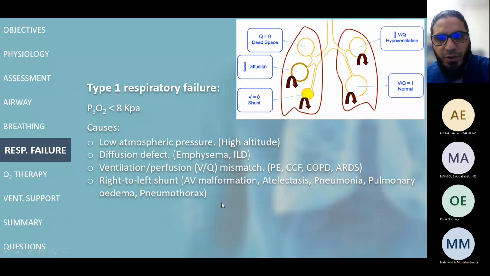Right to left shunt is when the deoxygenated blood bypasses the lung and doesn't get in contact with the alveoli at all. Like if there is an AV malformation, if the alveoli are collapsed and atelectatic or filled with pus like in pneumonia or fluid like in pulmonary edema, or if the whole lung is just compressed by air from outside and is completely collapsed and not ventilated at all. So all these causes can lead to type 1 respiratory failure.